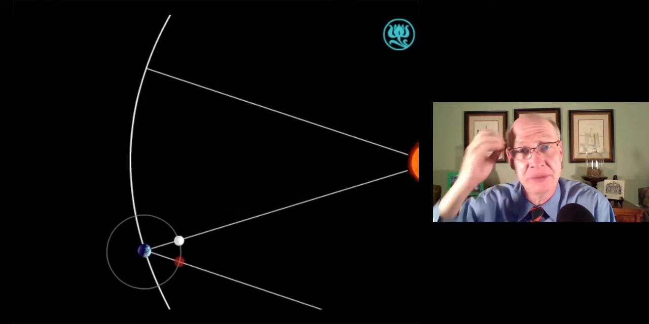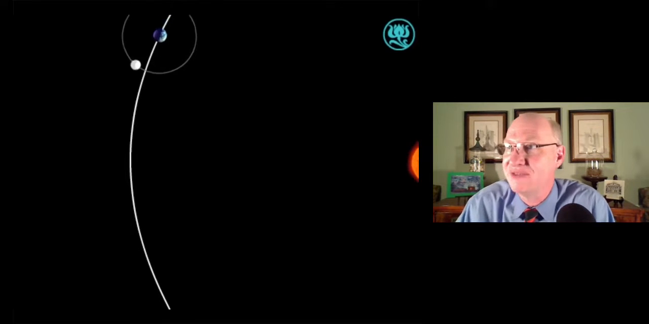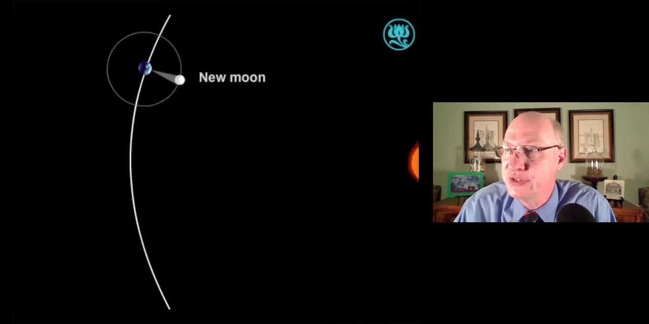So the sidereal month, the length of time it takes the moon to orbit the Earth, is 27.3 days. The synodic month, to go through its phases, is 29 and a half days. So here we go again. There's the new moon.